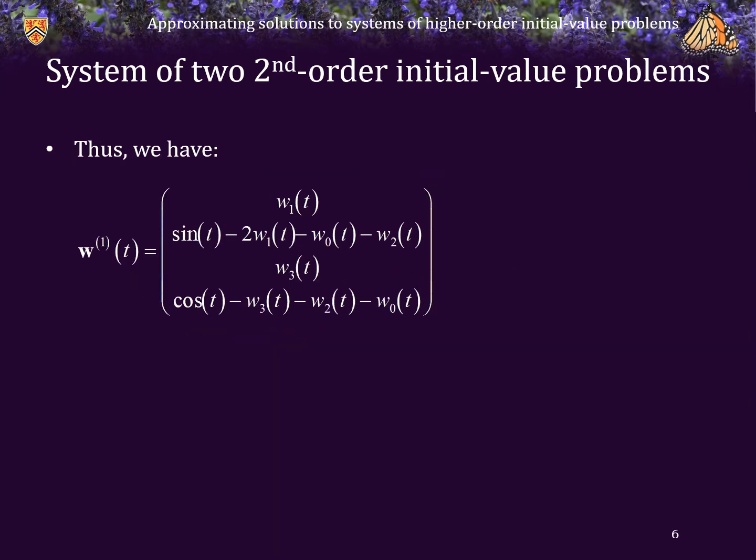Thus, we have the following. As a vector valued function, the derivative of the vector w is simply given by the right-hand side, and the initial condition is given by the initial values of y, its slope, z, and its slope, all at time t0.